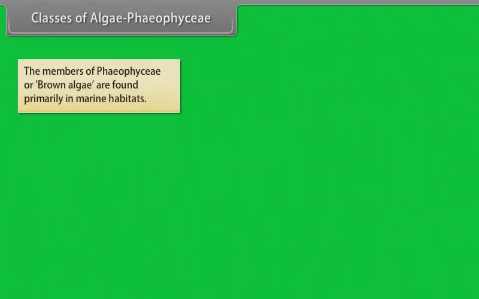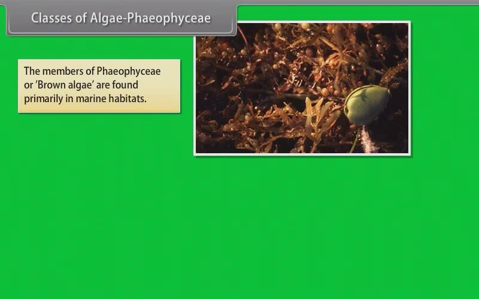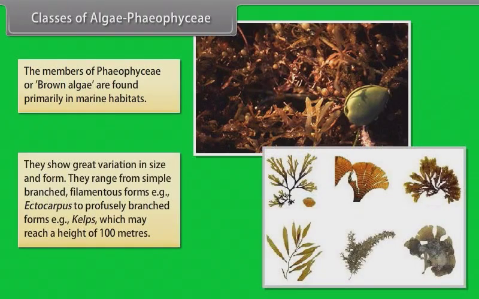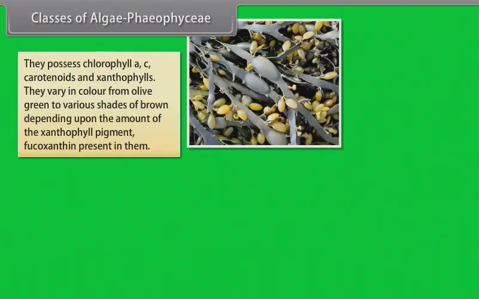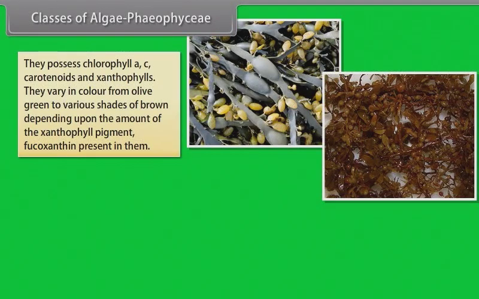Phaeophyceae. The members of Phaeophyceae, or brown algae, are found primarily in marine habitats. They show great variation in size and form. They range from simple branched, filamentous forms, for example Ectocarpus, to profusely branched forms, for example kelps, which may reach a height of 100 meters. They possess chlorophyll A, C, carotenoids, and xanthophylls. They vary in color from olive green to various shades of brown depending upon the amount of xanthophyll pigment, fucoxanthin, present in them.